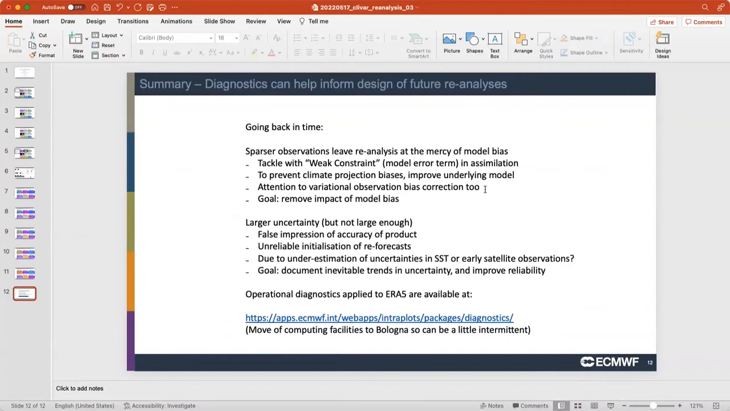Dan Amrine from NCAR. Thanks. That was really interesting to see. I had a couple of questions. I guess the first was if you're using any inflation to adjust the spread. And then the second question was about the partitioning between the bias term and the residual term.